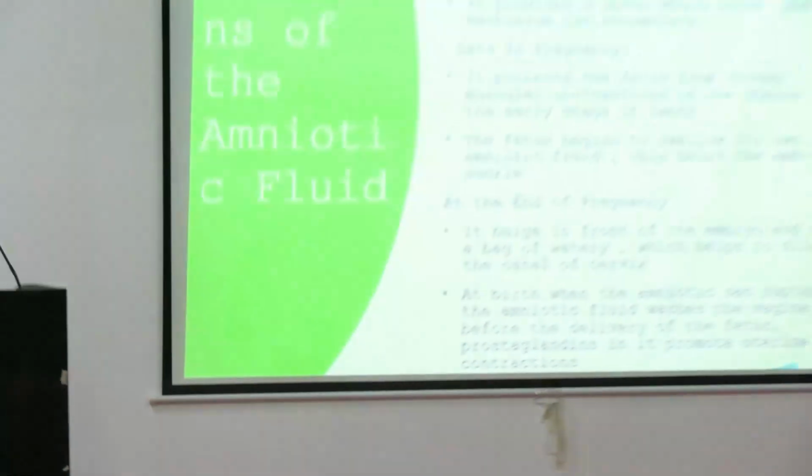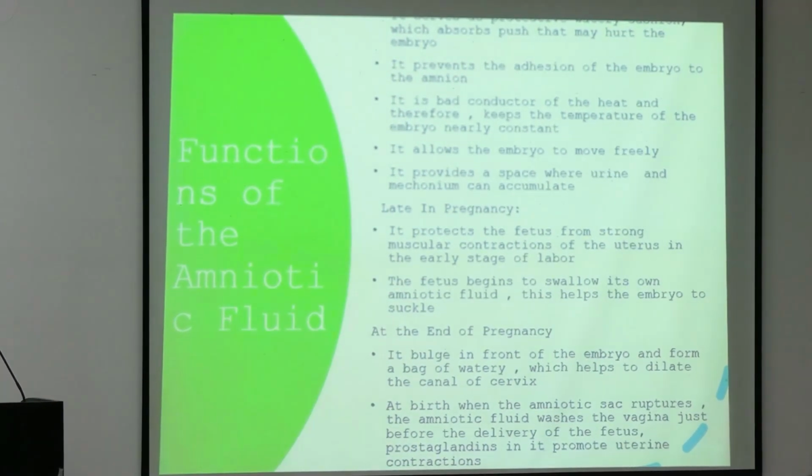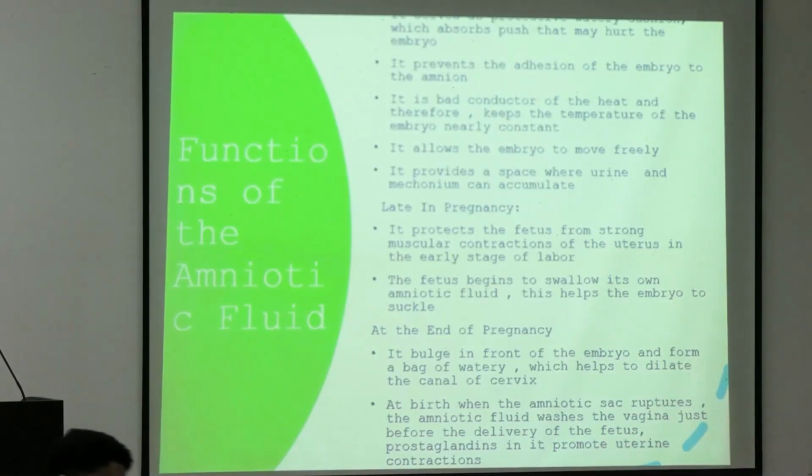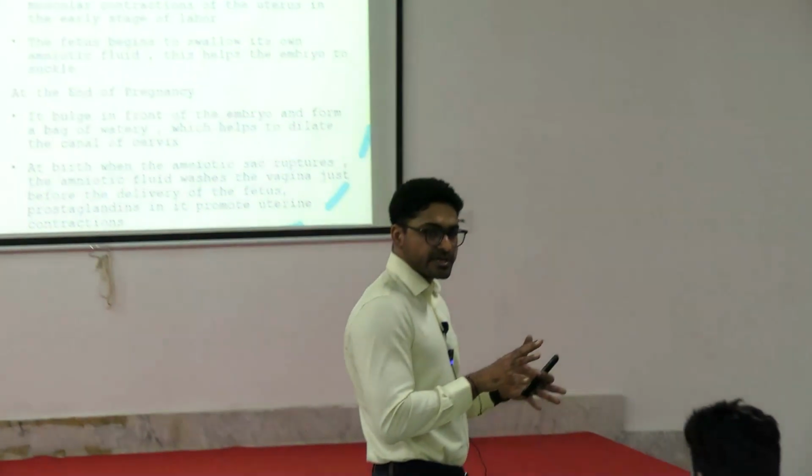At the end of pregnancy, it bulges in front of the embryo and forms a watery bag. So when it bulges, it allows the head to slowly engage inside. When there is no liquor, delivery is very difficult. It becomes very dry, and it is called dry labor. The baby does not proceed.